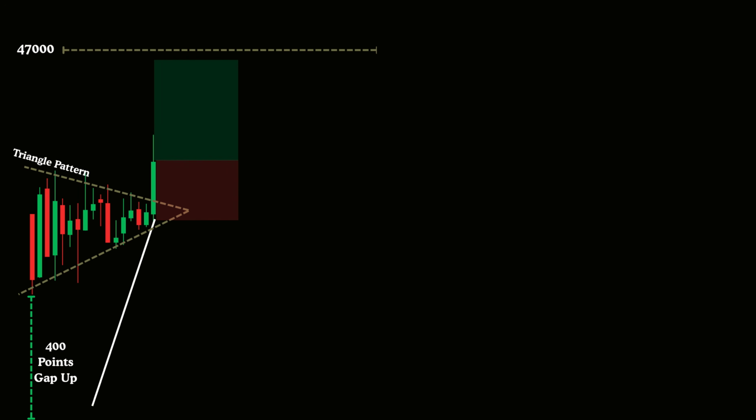However, we should not enter a long position solely based on this breakout. Before taking a trade, it's crucial to analyze the market psychology. The market has opened with a gap up of nearly 400 points from the previous session's close. This means traders who had already taken long positions in the previous session have gained good profits due to the gap up opening. Additionally, there's a psychological resistance level at higher levels, just 130 points away from our entry zone.